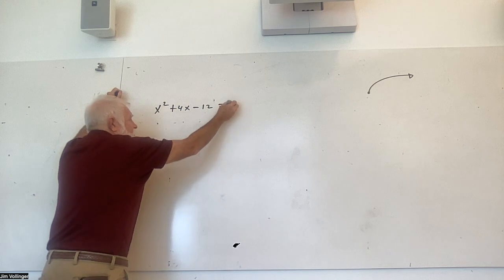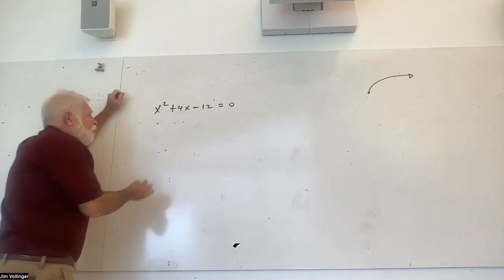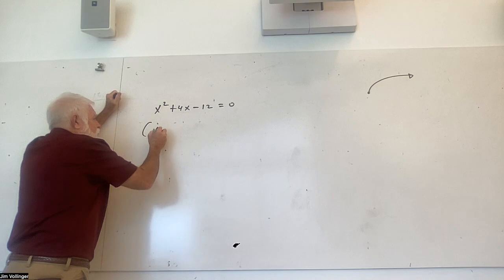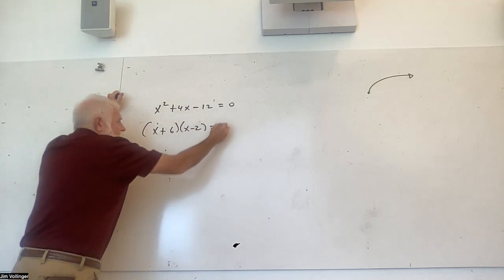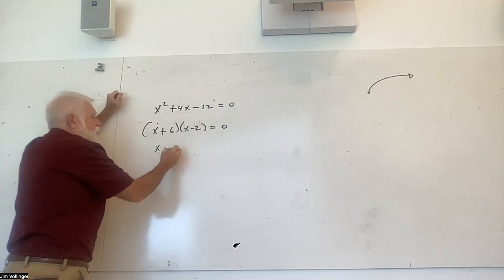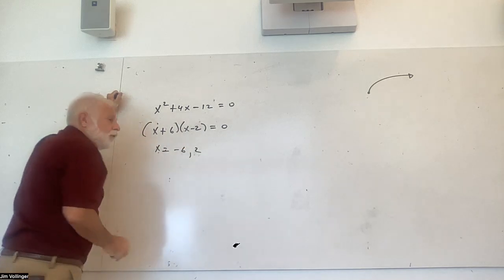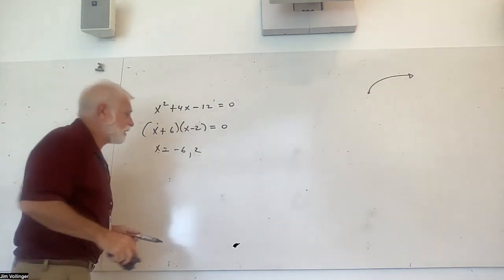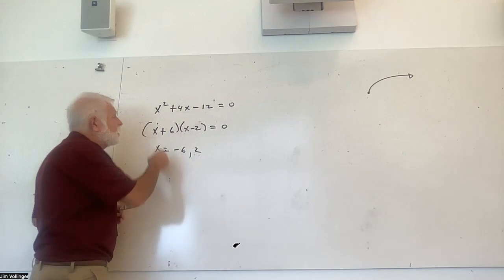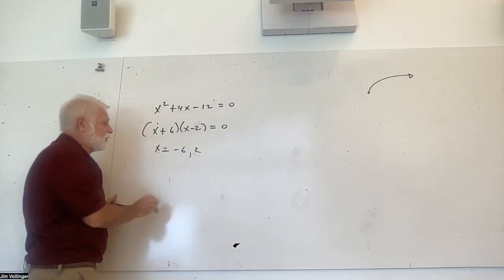All right, let's set that to 0. So I'll just keep going. You pause the space bar. x plus 6 times x minus 2 equals 0. And so answers of -6 and +2. And those are the roots. Sometimes, intersecting 0 are x-intercepts on a quadratic. So that's what you just found.